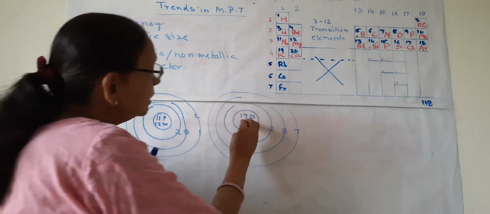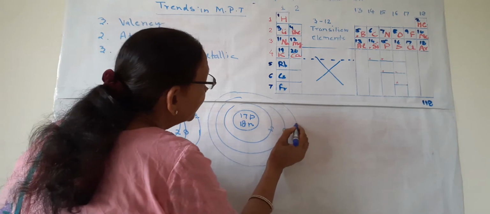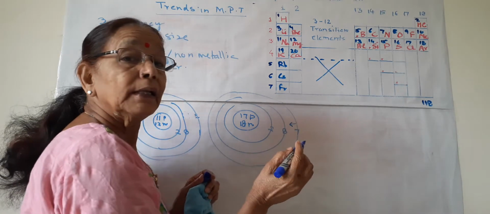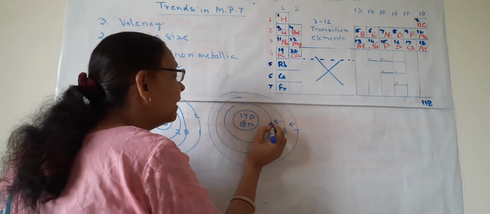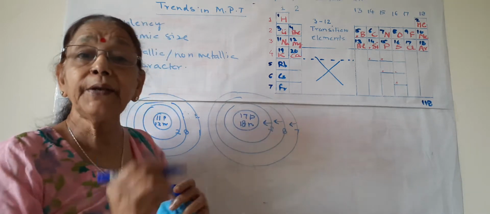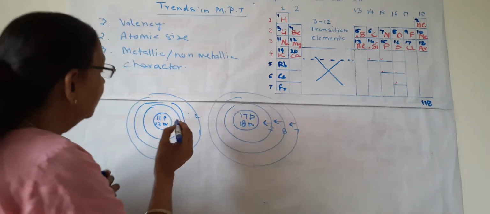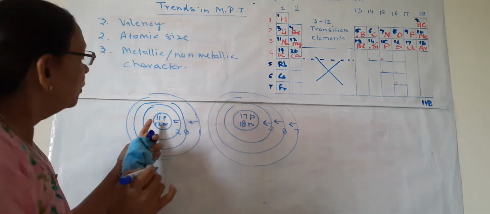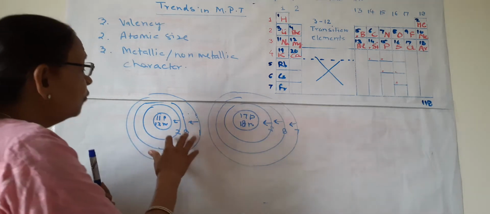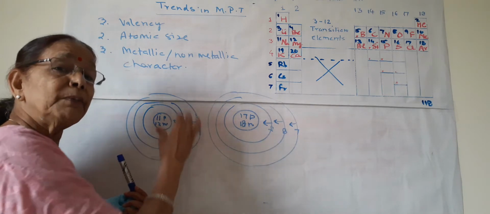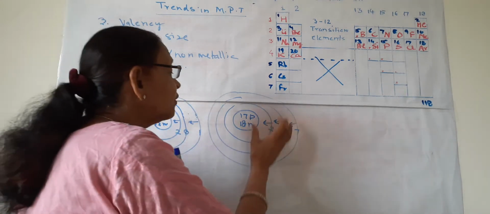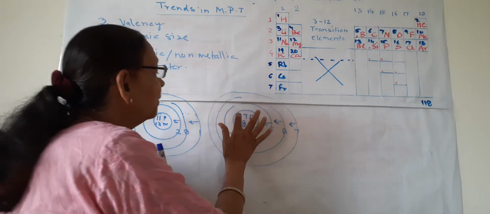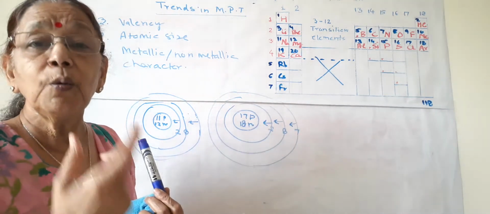That is, these protons will attract the electrons towards them with a great attractive force. Then the 11 will attract the protons towards them. But here the attraction force will be less. Here the attraction force will be more because the number of protons is more.